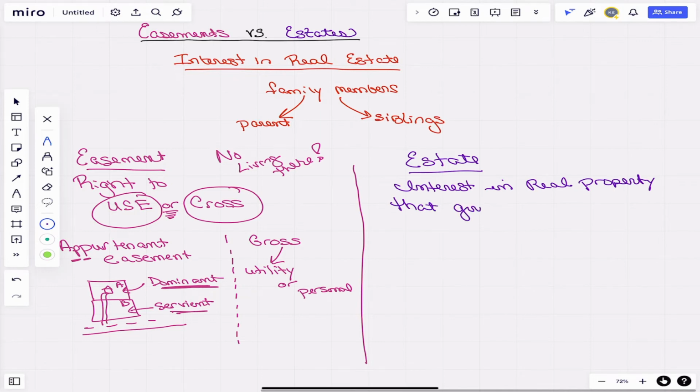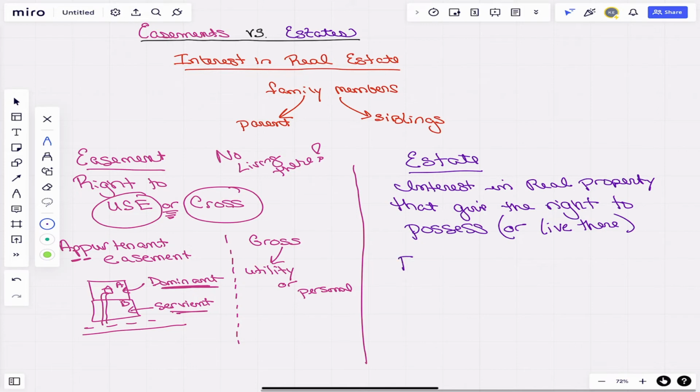That gives the right to possess or basically live there. You decide which wording you like, right? And then if I were to break down estates, we know we have all sorts of ones.